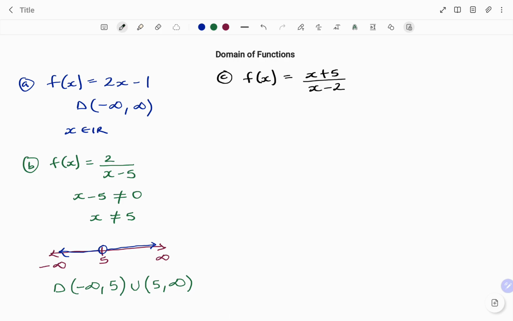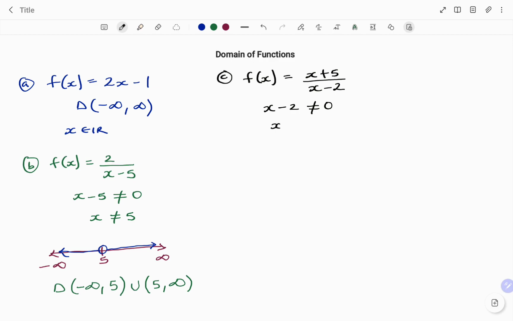In my next example, I have f of x equals x plus 5 for my numerator divided by x minus 2 for my denominator. The domain, or the x values, can be any real number. However, like I said earlier, your denominator must not be equal to 0. So what that means is I have x to be any real number. However, x minus 2, which is my denominator, must not be equal to 0. If my denominator is 0, it's going to make my function undefined.